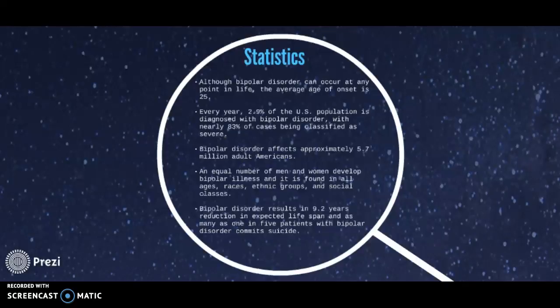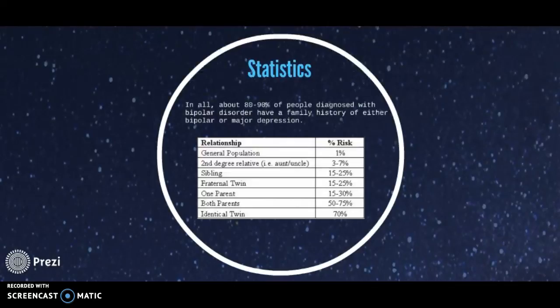An equal number of men and women develop bipolar disorder, and it is found in all ages, races, ethnic groups, and social classes. Bipolar disorder results in 9.2 years reduction in expected lifespan, and as many as 1 in 5 patients with bipolar disorder commit suicide. In all, about 80 to 90% of people diagnosed with bipolar disorder have a family history of either bipolar or major depression. You can see on this chart how low your risk of being diagnosed is if you do not have a relative with the disorder.